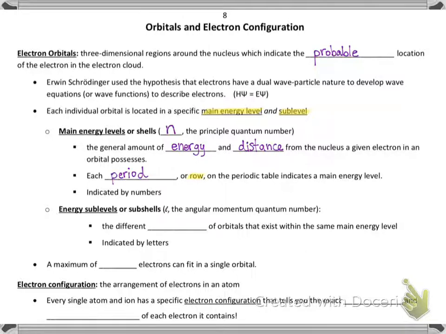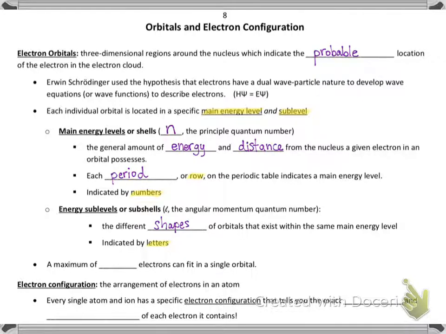Now, energy sublevels, which are sometimes called subshells, are referred to by L, the angular momentum quantum number. And this tells you the different shapes of the orbitals that exist within the same main energy level. Unlike the main energy levels, which we refer to by numbers, the sublevels are referred to by letters.